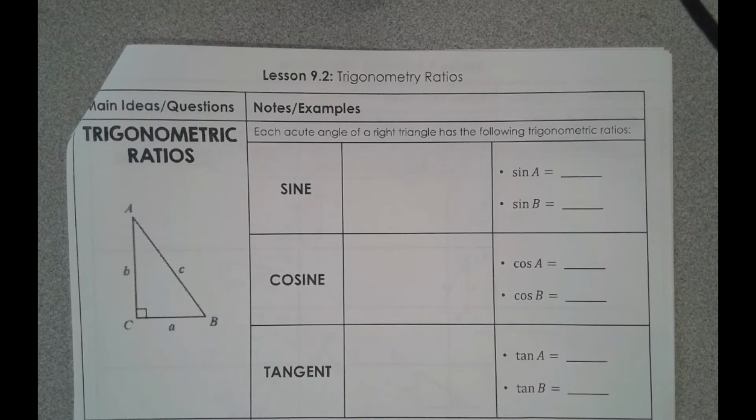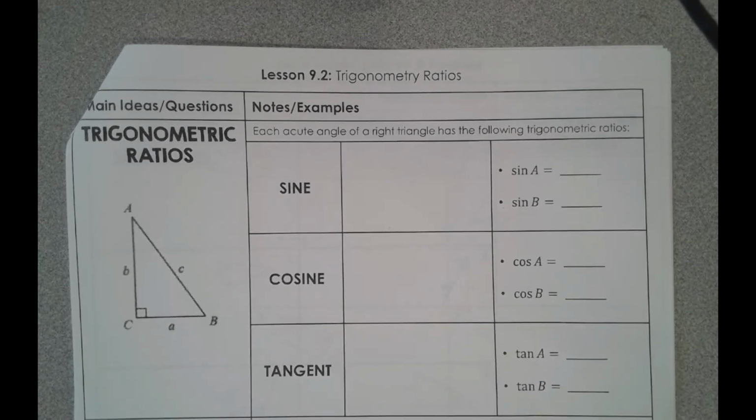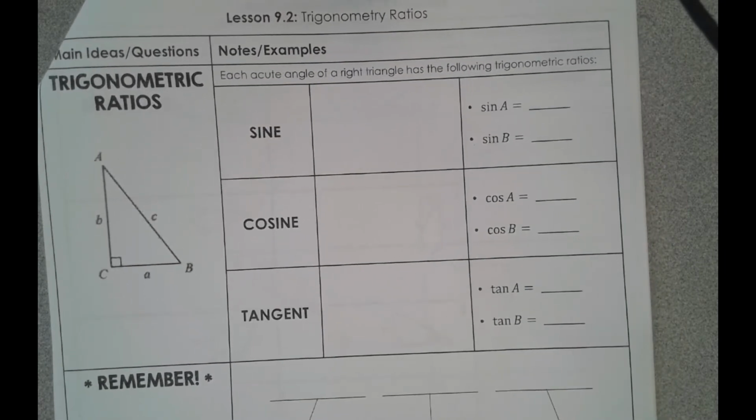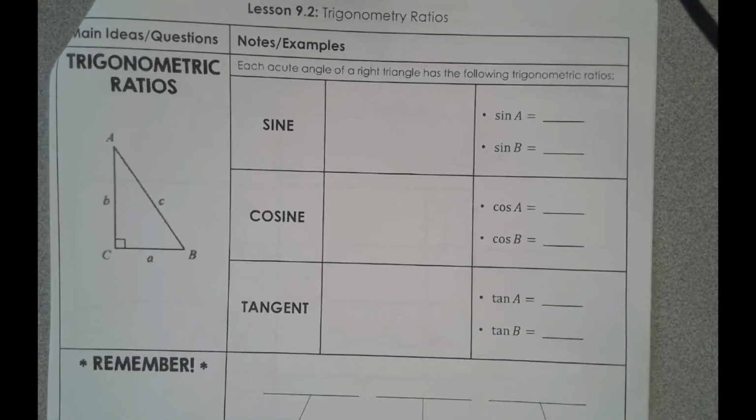All right, so 9.2, we're going to be learning what the actual trig ratios are. And then later we will use these trig ratios to find the side lengths and the angles. But for today, we're just practicing the actual ratios.